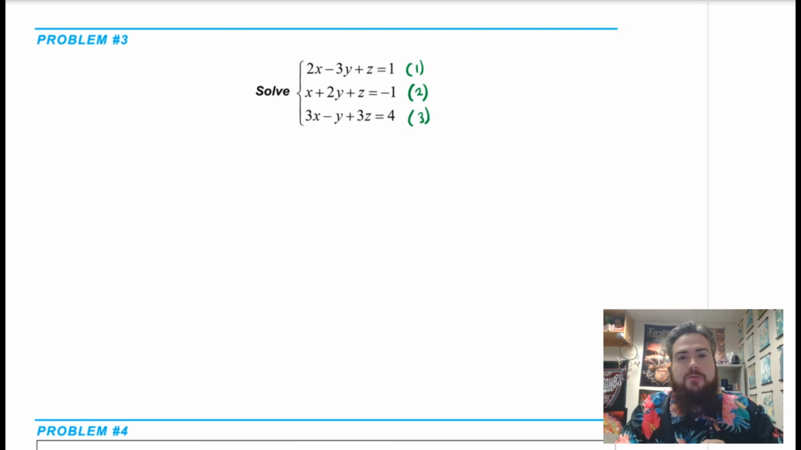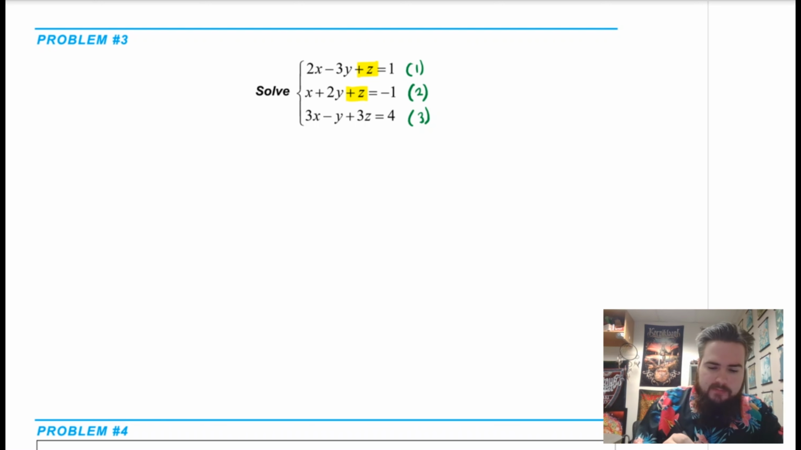My goal here is first to take two of these equations and eliminate one variable, then take another two equations and eliminate the same variable. For example, let's eliminate z. I'm going to do so because equations 1 and 2 both include an individual z, which means all I would need to do is subtract them to get that eliminated. So I will take equation 1, and I will be subtracting equation 2.